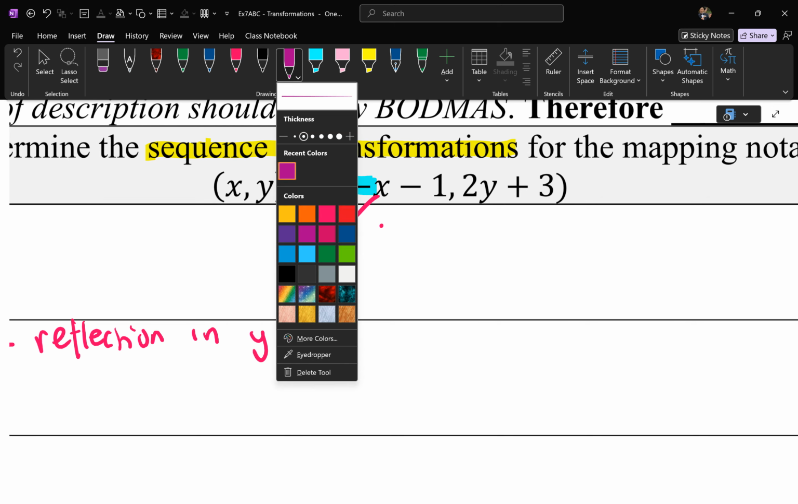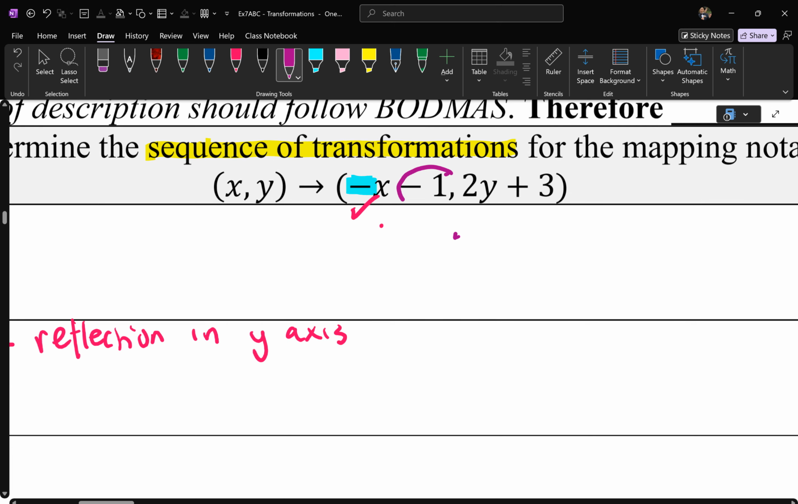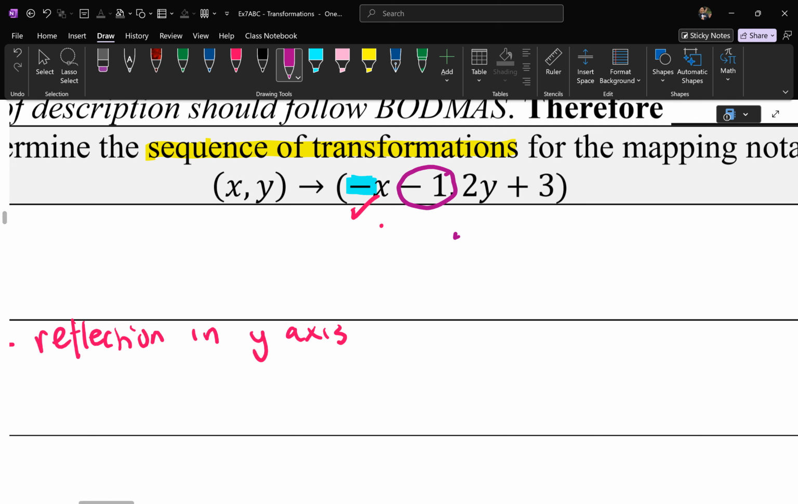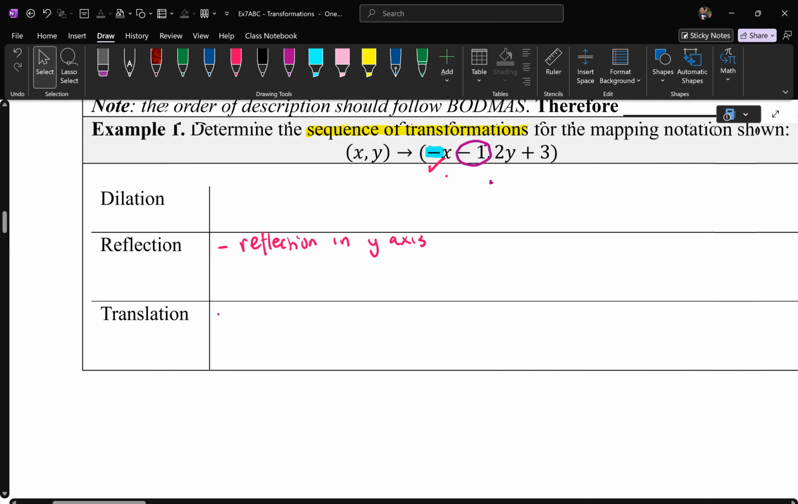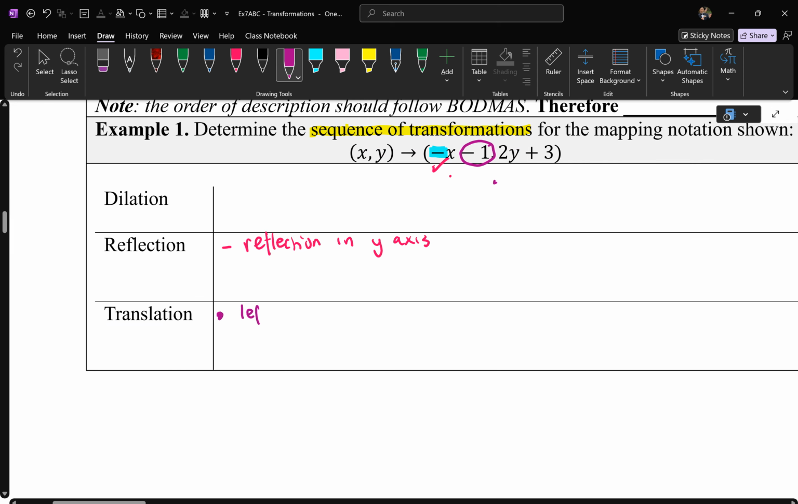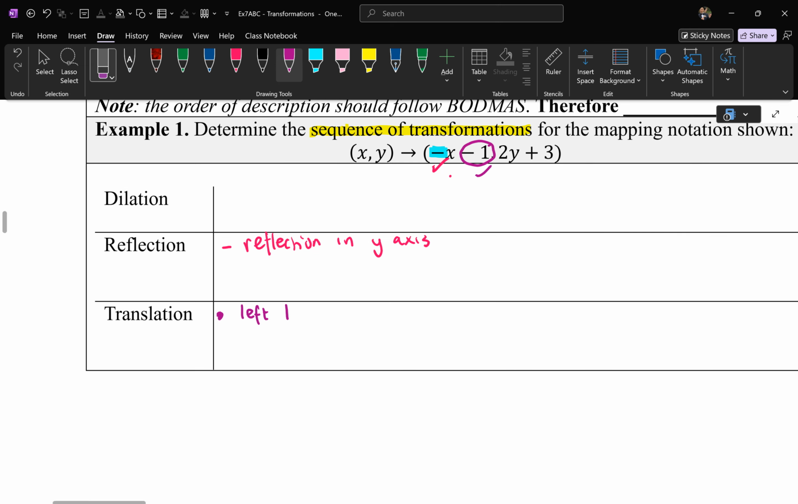Sorry? Left by 1. Very good. So this here, this -1, so all the x values are minusing by 1. So when you're -1, means you're moving to the left 1. Very good. So that's a translation. So under translation, I'm going to say left 1. Very good. We've got left 1. Give me another one. Let's go with Ishan. What do you see?